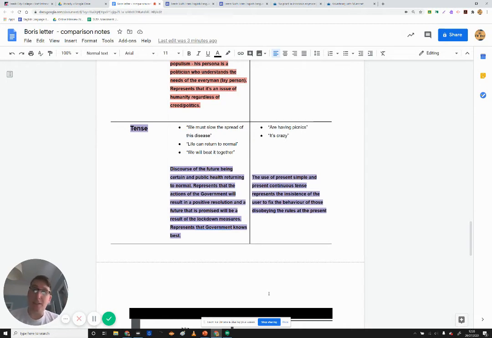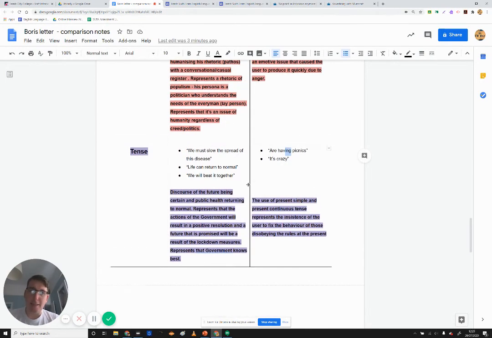The fact it's in continuous, you've got that ing suffix, that inflection, have to having, which makes it continuous, tells us that it's not stopping, it's continuing. And that creates that sort of urgency, i.e. we have to stop it. And then even in the simple phrase, it's crazy, you've got present simple tense. It is. Obviously it's a contraction, it is from it's. So that tells us they're talking about the here and now. So this use of present simple and present continuous tense represents the insistence of the writer. They want to fix the behavior of people who are disobeying the rules, and it's happening right now.